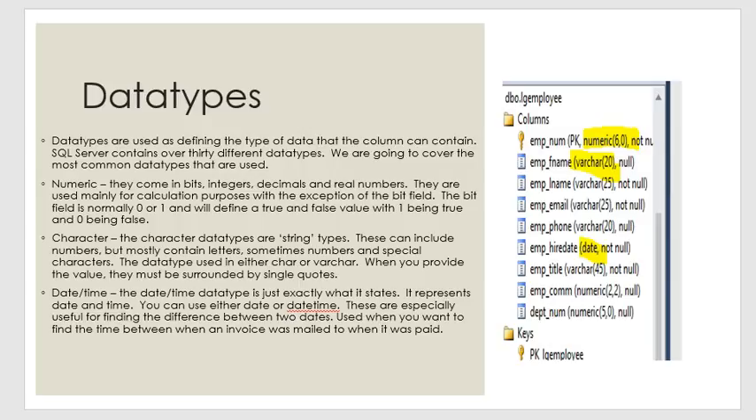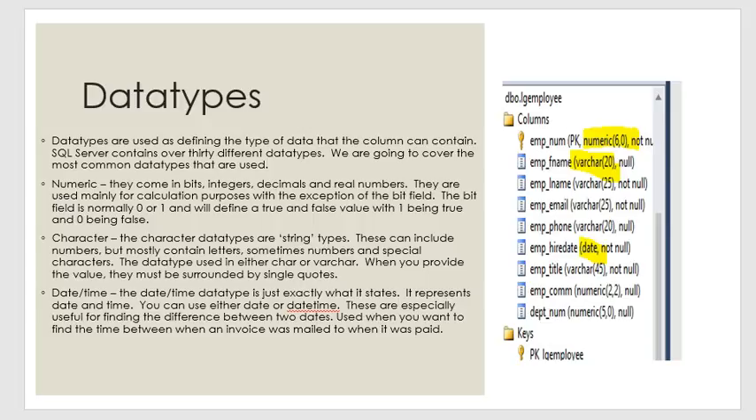Now we're going to go over data types. There are 30 different ones. We're going to go over the 3 main categories. We have numeric, which includes bits, integers, decimals, and real numbers, mainly used for calculation purposes, with the exception of the bit field. Bit fields are normally 1 and 0, which is mainly used for true and false.